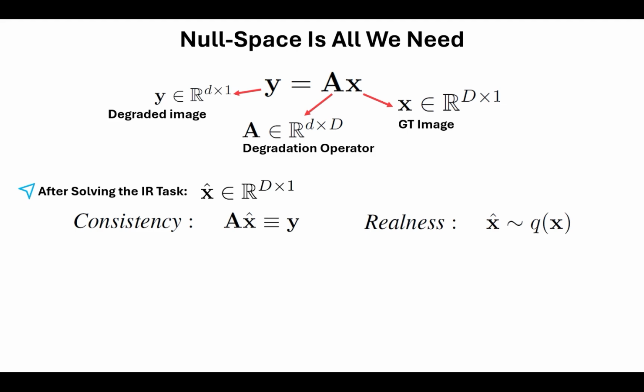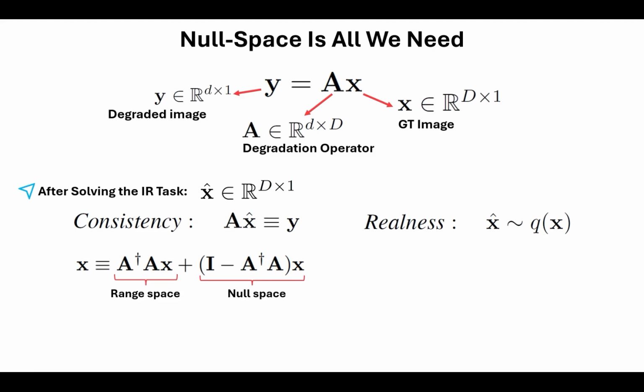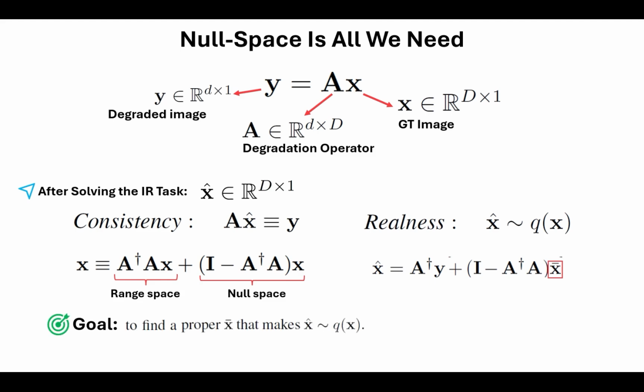What we can say about the realness of an estimated vector x hat is that it should be very close to what is outputted by sampling from this distribution Qx. And remember this range space null space decomposition from the previous slide, we can denote it this way, that we can substitute Ax by the observation y, and since we don't have access to the real high quality image x, we substitute it by x bar that we have to achieve. So our goal is to find a proper x bar that once you look at it, it looks like an image sample from the distribution Qx of real images, like the ones generated from a diffusion model, and now let's just see how we can do that.